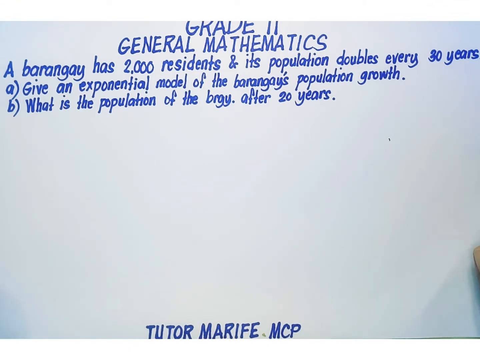Okay, so ano ang stated sa problem? Initially, merong 2,000 na naninirahan sa isang barangay at ang population ng barangay ay dumodoble every 30 years. Okay, so yun ang mga information na alam natin dito sa problem. Una, kailangan nating gumawa ng exponential model, or actually it's a formula para sa population growth ng barangay. Pangalawa, ilan ang population ng barangay after 20 years.